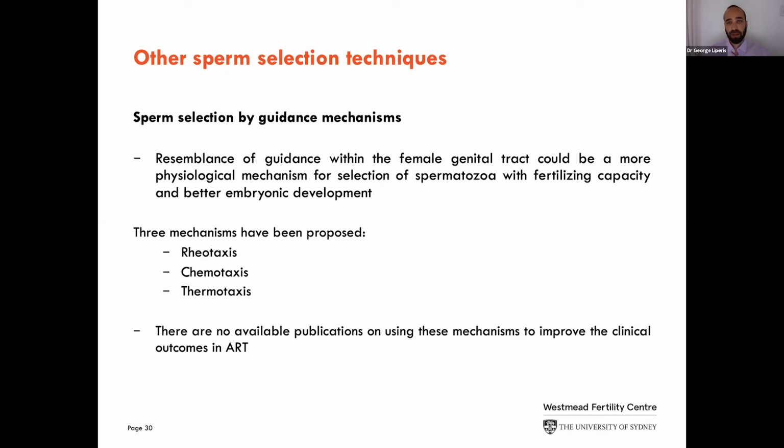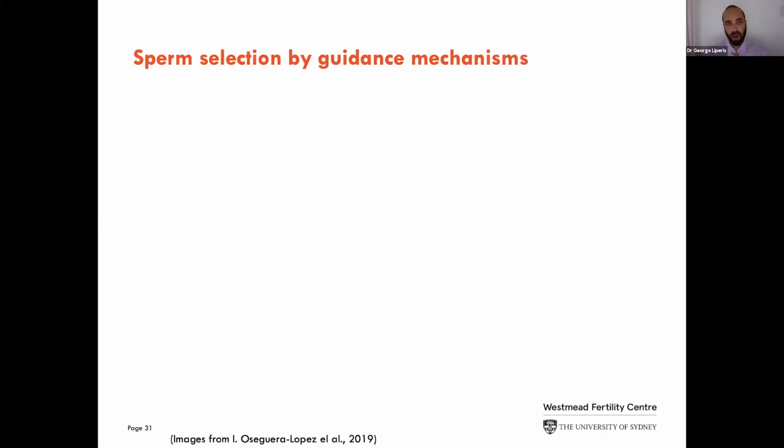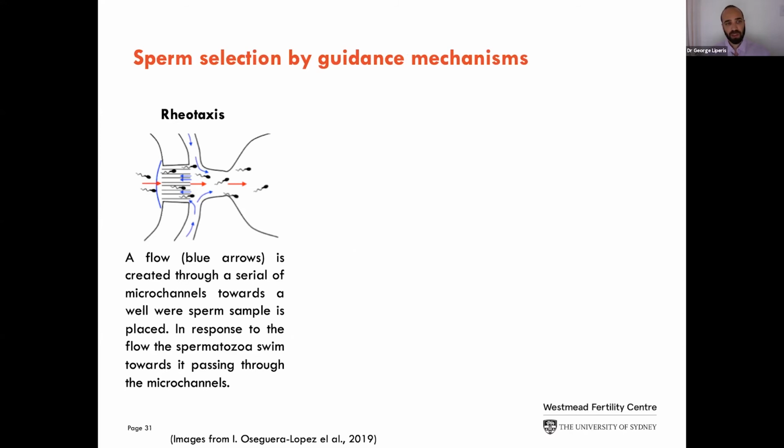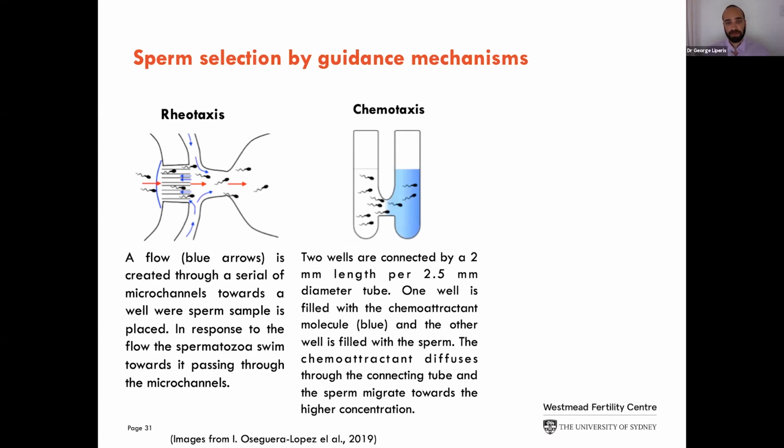However, there are very limited publications on using these mechanisms to improve clinical outcomes in ART. However, we want to describe those mechanisms. So first we can see rheotaxis. We can see that the flow, shown by blue arrows, is created through a series of microchannels towards a well where the sperm sample is placed. So in response to the flow, the sperm will swim towards it, passing through the microchannel. So this again resembles how the sperm enters and moves from the vagina into the uterus.